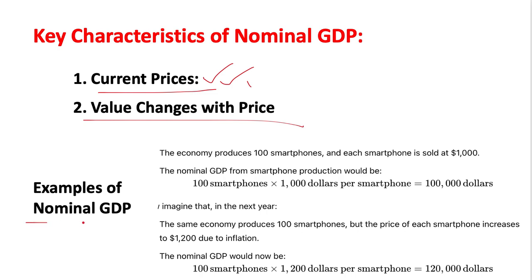Examples of nominal GDP. Imagine that in a given year, the economy produces 100 smartphones, and each smartphone is sold at $1,000. The nominal GDP from smartphone production would be 100 smartphones times $1,000 per smartphone equals $100,000. Now imagine that in the next year, the same economy produces 100 smartphones, but the price of each smartphone increases to $1,200 due to inflation. The nominal GDP would now be 100 smartphones times $1,200 per smartphone equals $120,000.